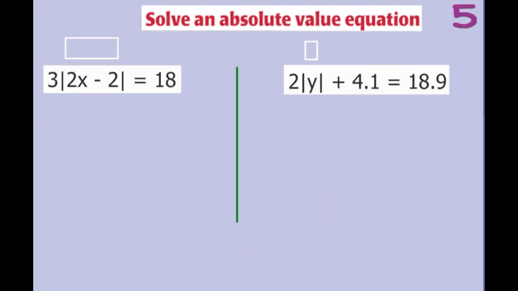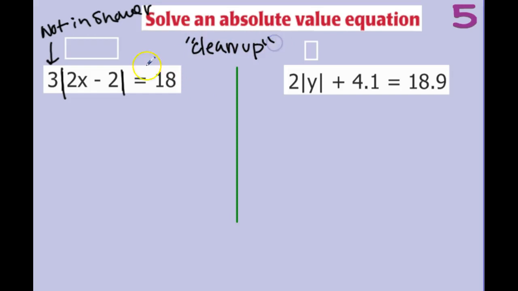Now we have a different situation. These look very similar, but this is our shower. Whatever goes in the shower has to come out clean or positive. This 3 is not in the shower. So we need to clean up the shower before we can set it equal to the negative and the positive. So we're not writing two equations right away. We need to get rid of whatever's outside of our absolute value.